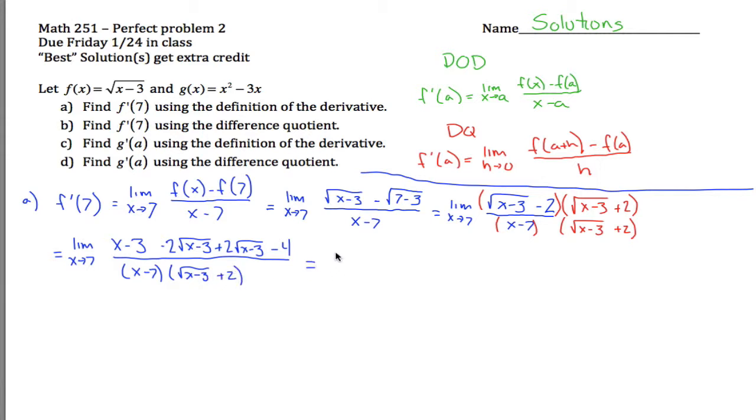Well, let's see. I got negative 2 of these root x minus 3 things and positive 2 of these root x minus 3 things. Those cancel out. So what I'm left with on the top is an x, a minus 3, and a minus 4. In other words, an x minus 7. That is very good news because this x minus 7 can cancel with this x minus 7. This is the one that was causing problems. The whole purpose of this was to get rid of that x minus 7. I just did.